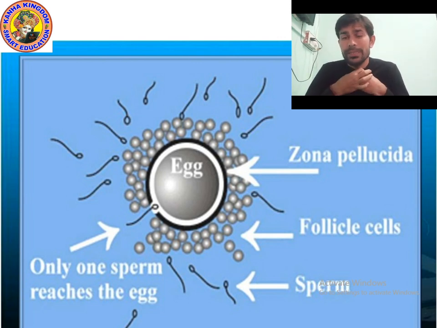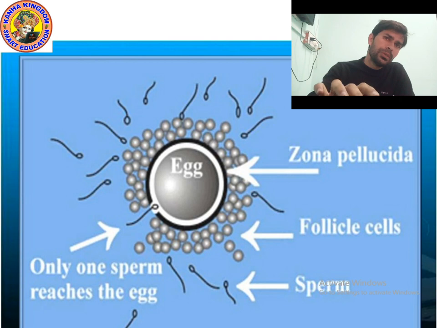Sperm was observed in 1677 by Antony van Leeuwenhoek using a microscope. Sperms are produced by the testes. They are very small in size. Each has a head, middle piece, and tail. Each sperm is a single cell with all the usual cell components. I hope you understood.